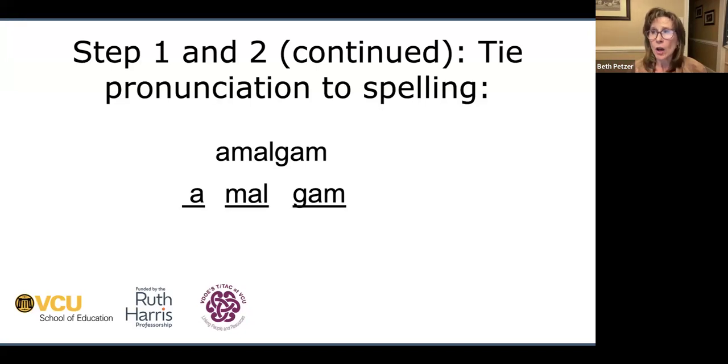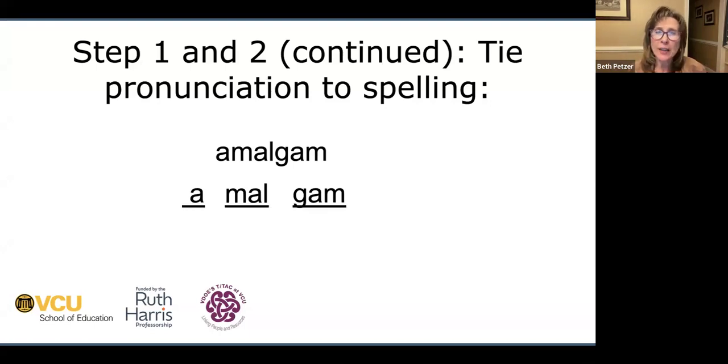So now that we've thought about the word, let's just practice it again. So what was the last syllable in our word? Gum. And then how do we spell it? G-A-M. And then what was the first syllable? And how do we spell it? A. And what was the middle syllable? Mal. And how do we spell it? M-A-L. And what's the last syllable? Gum. And how do we spell it? G-A-M. And now, as we wrap up, let's spell the whole word.